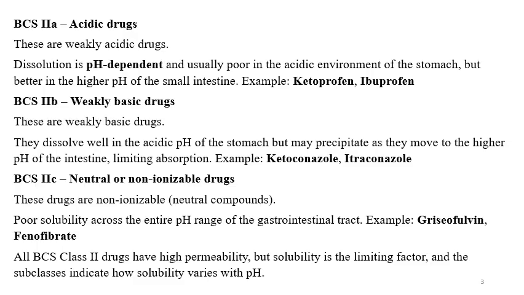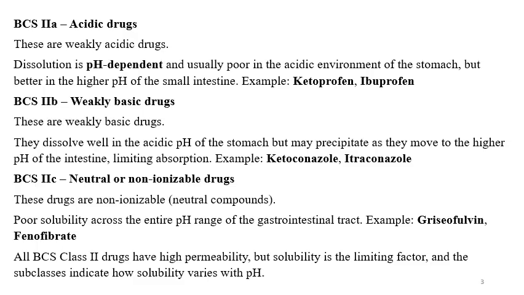BCS class 2B, these are weakly basic drugs. These drugs dissolve well in the acidic pH of the stomach but may precipitate as they move into the higher pH of the intestine. That's why there is a limitation of absorption. Examples are ketoconazole, itraconazole. BCS class 2C drugs are neutral or non-ionizable drugs. They have poor solubility across the entire pH range of the GI tract. Examples are griseofulvin and fenofibrate.